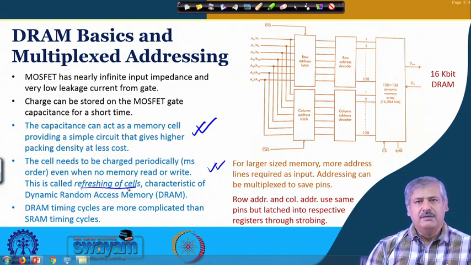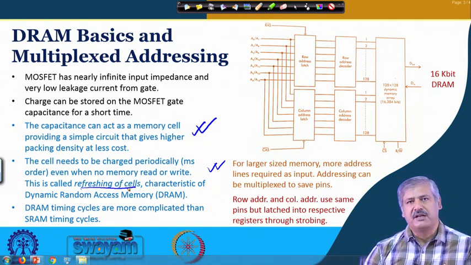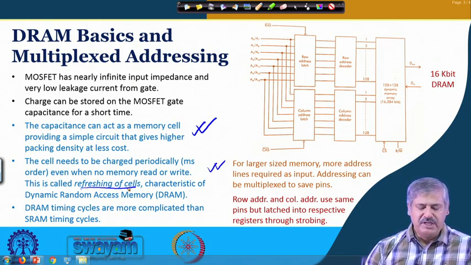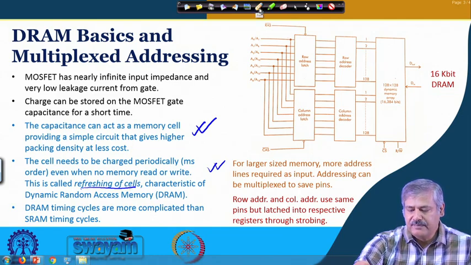Periodically, of the order of milliseconds, it needs to be refreshed, even when a memory read or write operation is not taking place, so that the previous value, whatever it is, remains stored. This is one specific characteristic of DRAM which was not there in SRAM, for which the timing cycles for memory read and write operations become a little bit different, somewhat more complicated compared to SRAM.